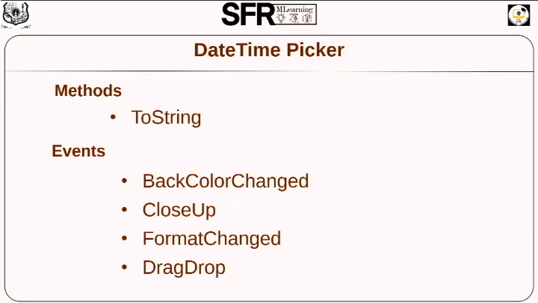The main event is CloseUp. It occurs when the drop-down calendar is dismissed and disappears. The next one is FormatChanged. It occurs when the Format property value has changed. The next is DragDrop. It is used when a drag and drop operation is completed. TextChanged and ValueChanged are the default events for this control.